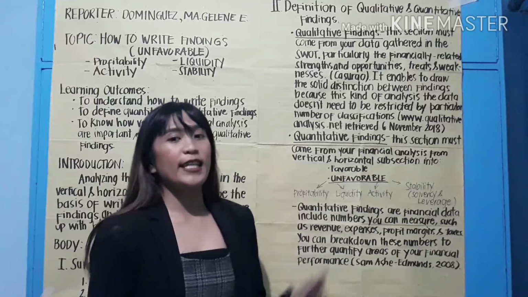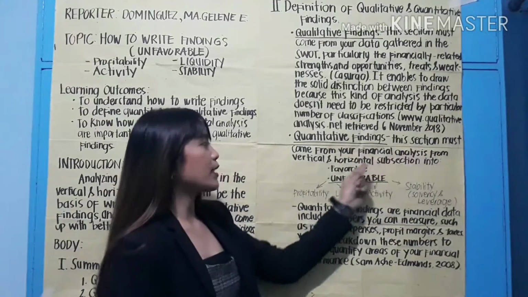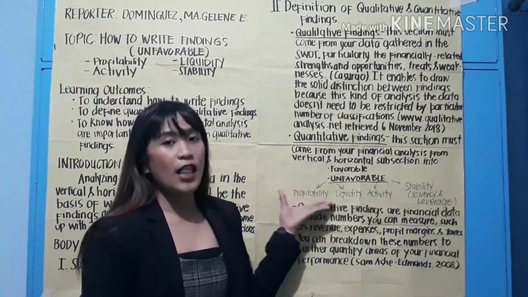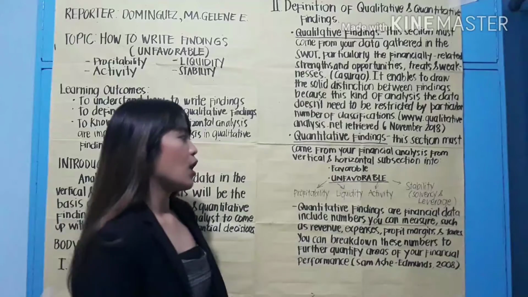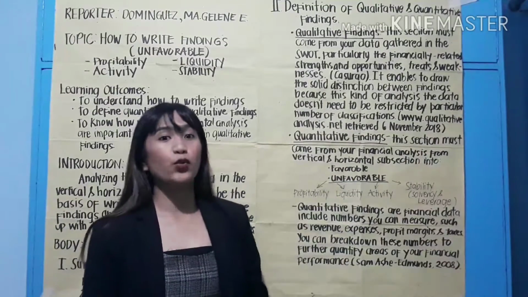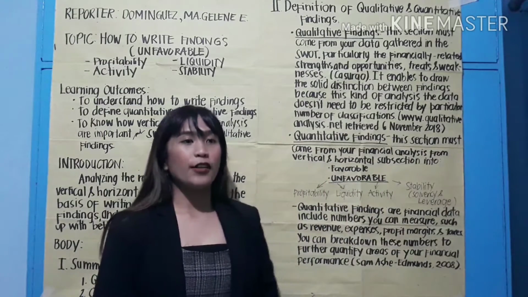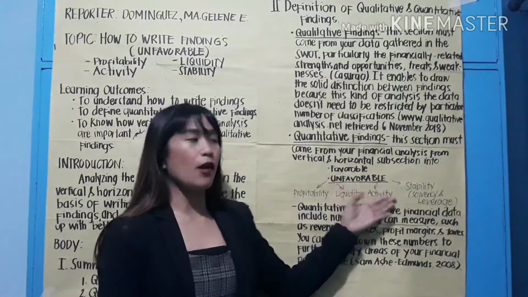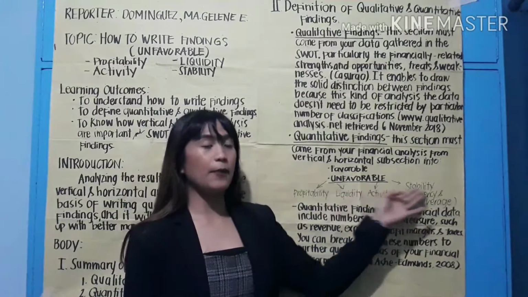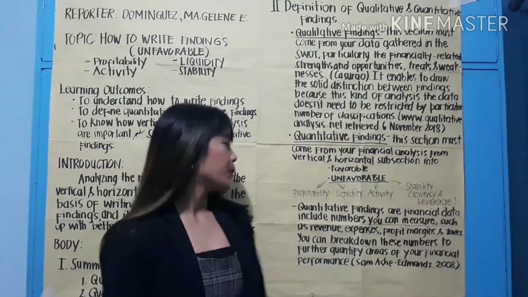And the next one is quantitative findings. This section must come from your financial analysis, from vertical and horizontal analysis. This topic is subsectioned into favorable and unfavorable. And my topic will be focused on unfavorable results of profitability, liquidity, activity, stability. Under this is the solvency and leverage ratio.